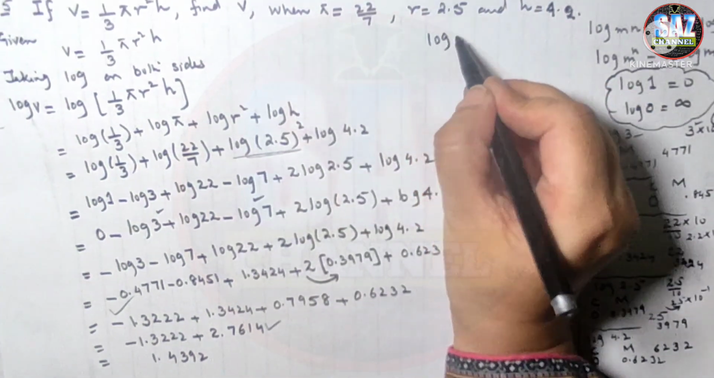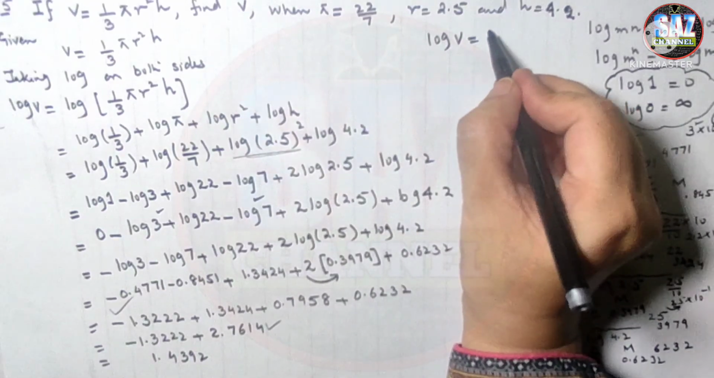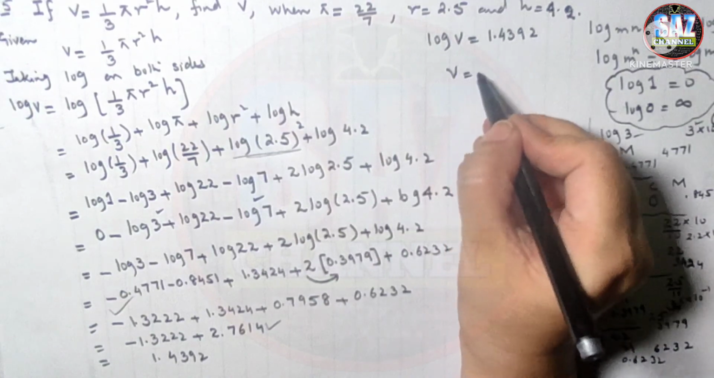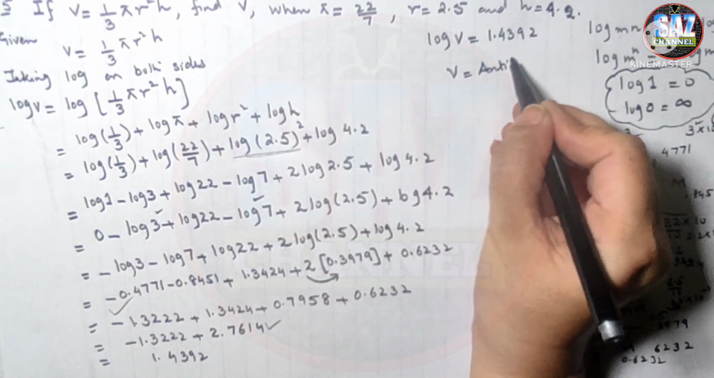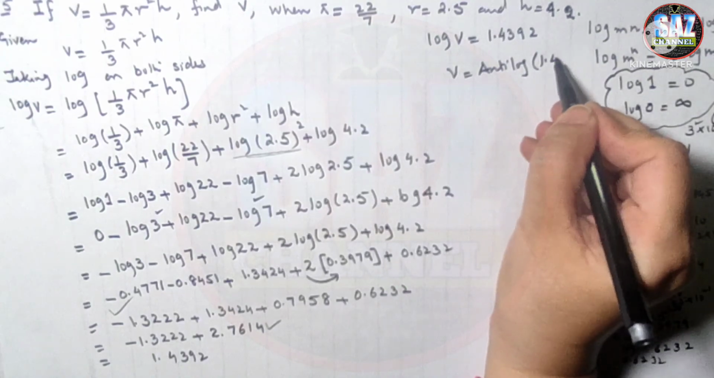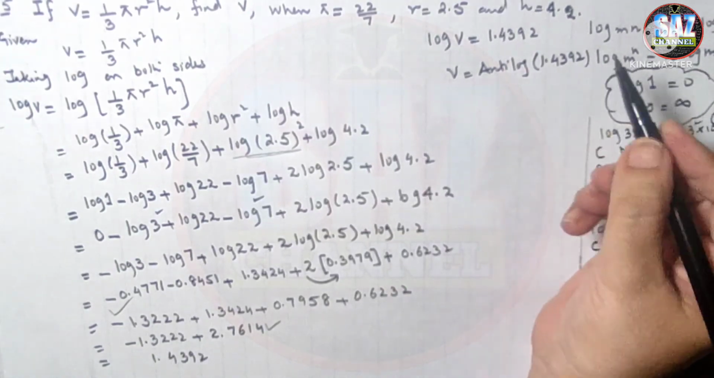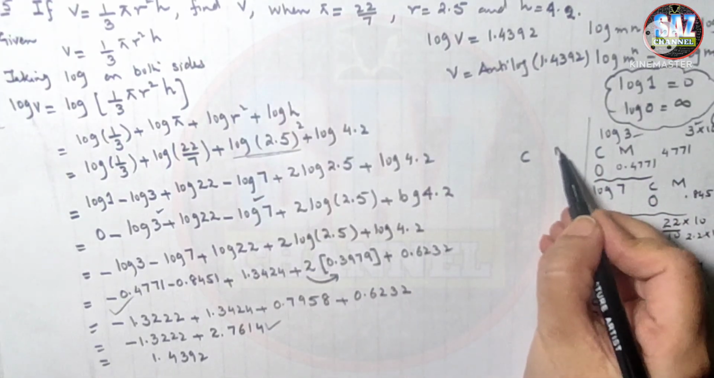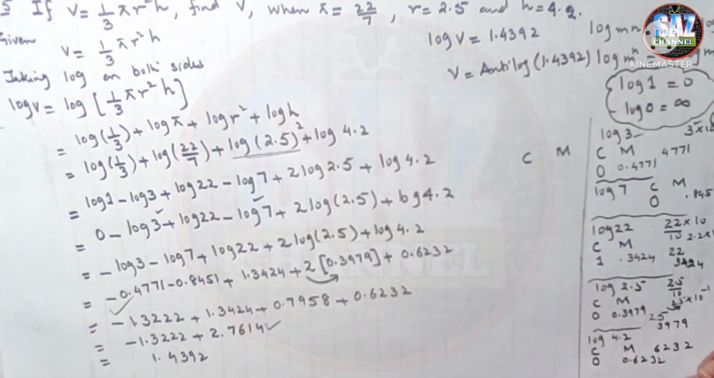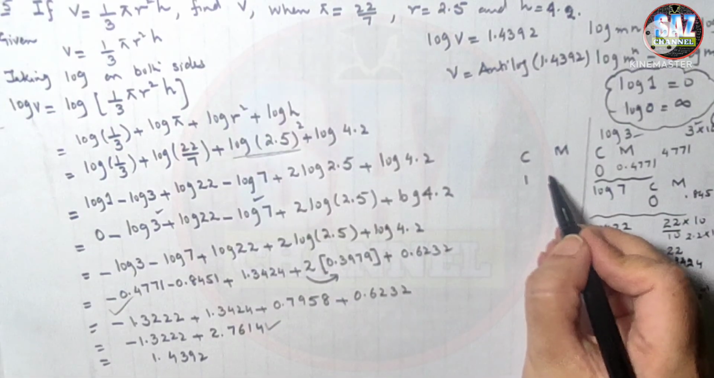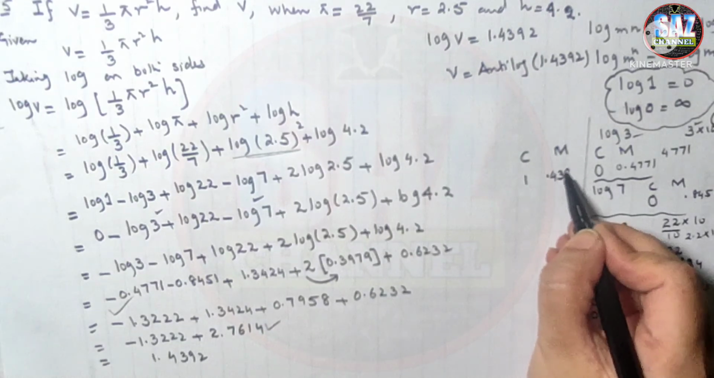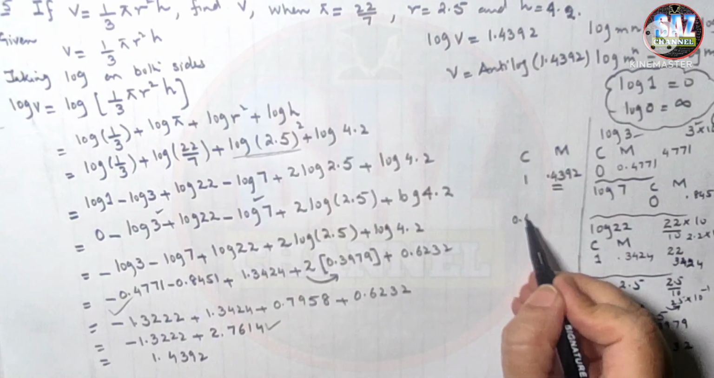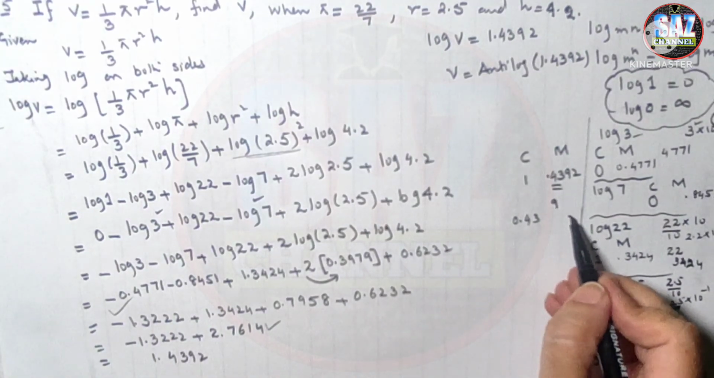Log V equals 1.4392. In order to find V, I have to take the antilog of 1.4392. Now, as this is the log of some number, and we know that log consists of two parts, characteristic and mantissa, the characteristic is 1 and the mantissa is 0.4392. Now what we have to do, students, is locate 0.43 first in the column of 9, and then the difference column 2.